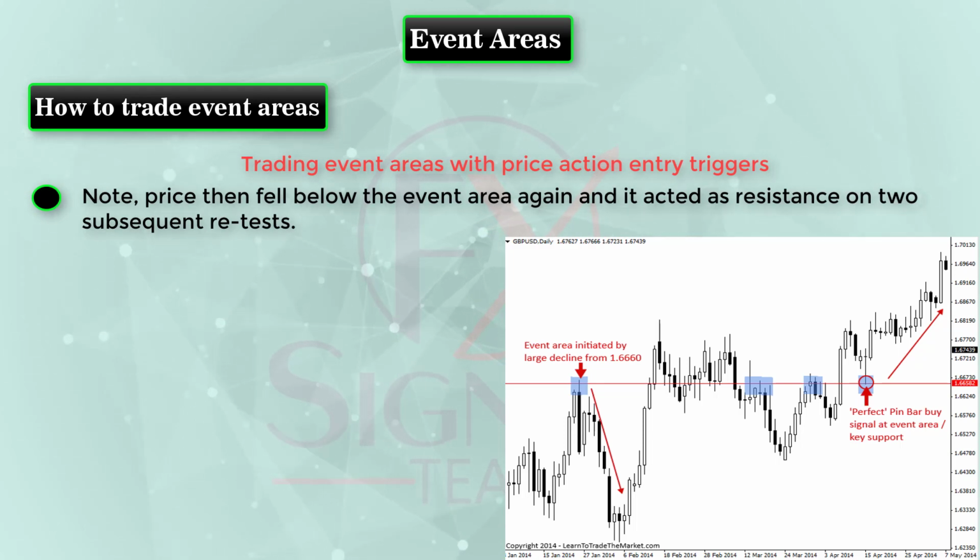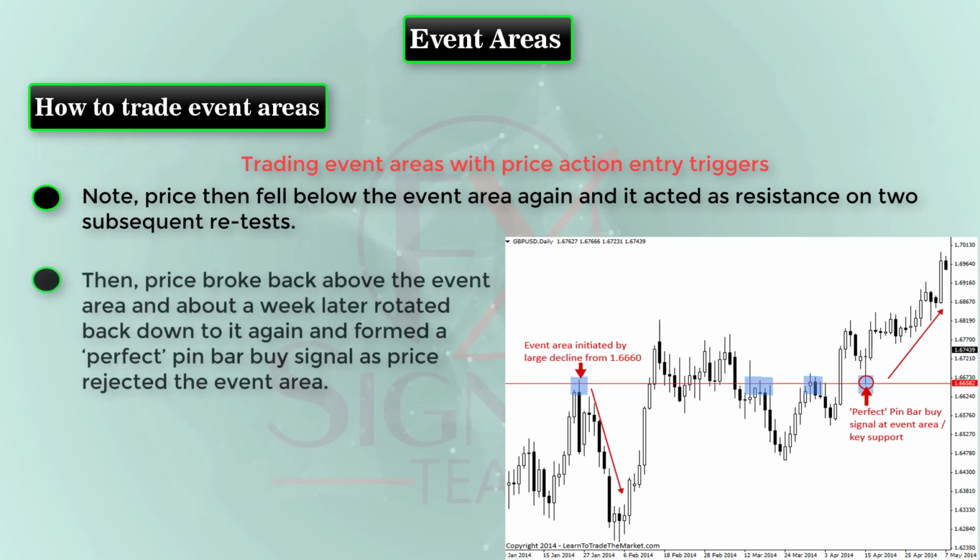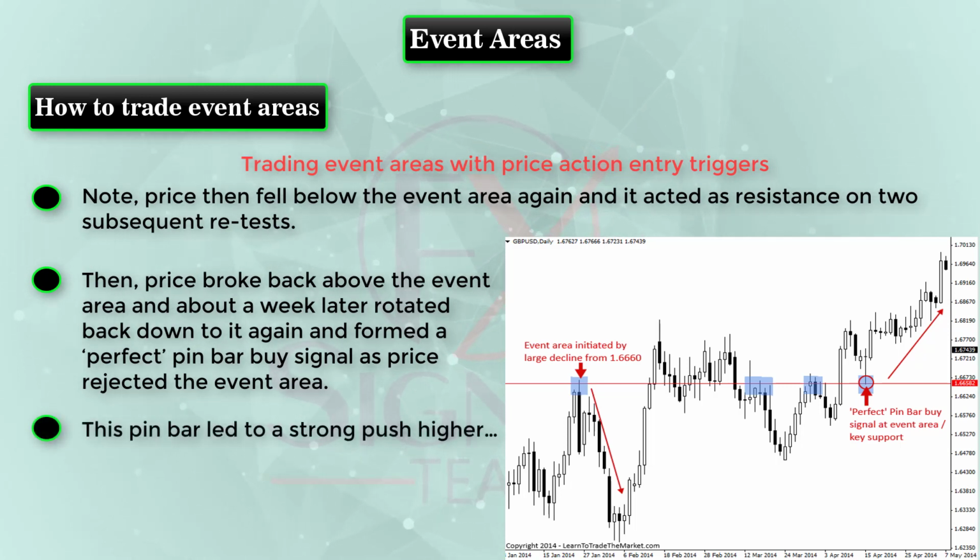Note, price then fell below the event area again and it acted as resistance on 2 subsequent retests. Then, price broke back above the event area, and about a week later rotated back down to it again, and formed a perfect pin bar buy signal as price rejected the event area. This pin bar led to a strong push higher.